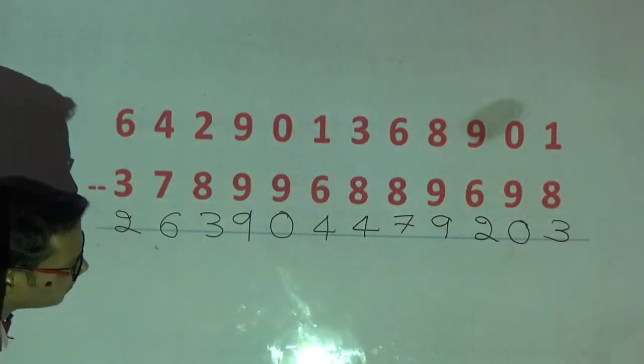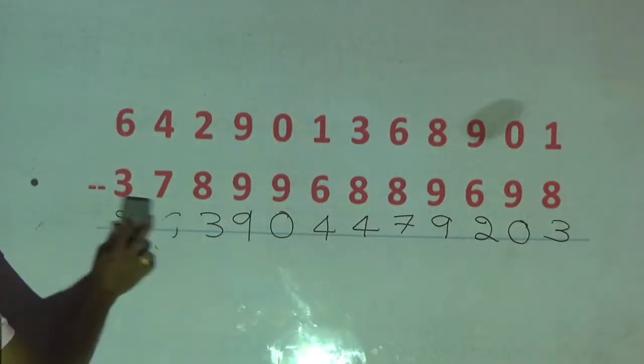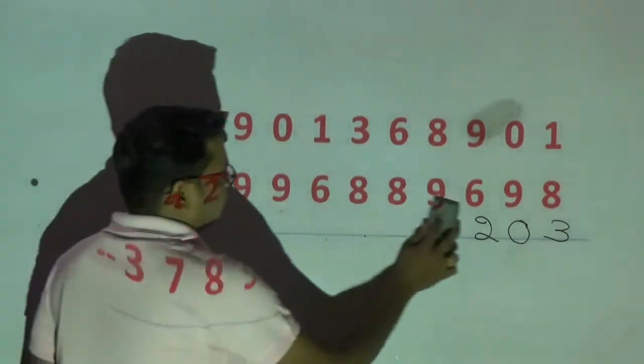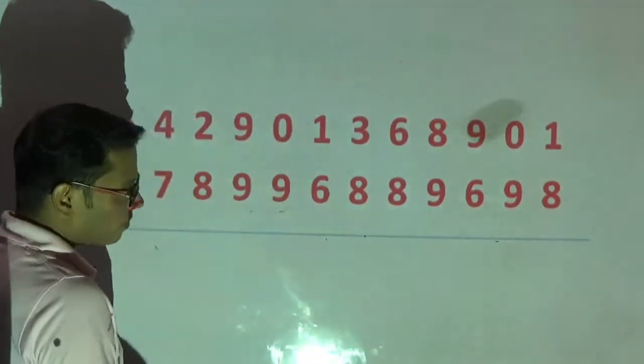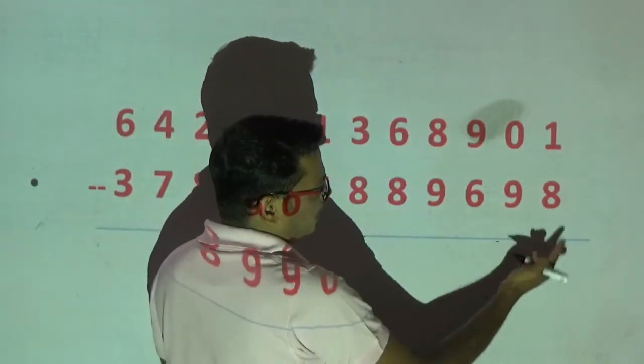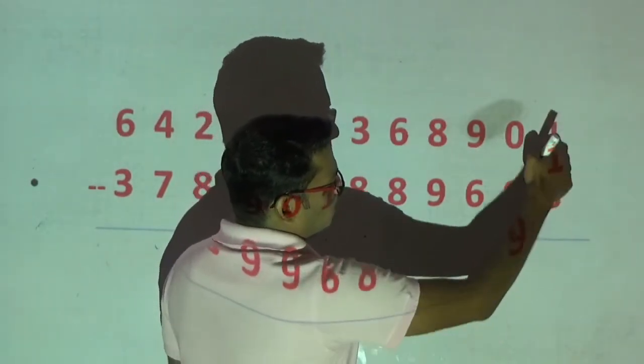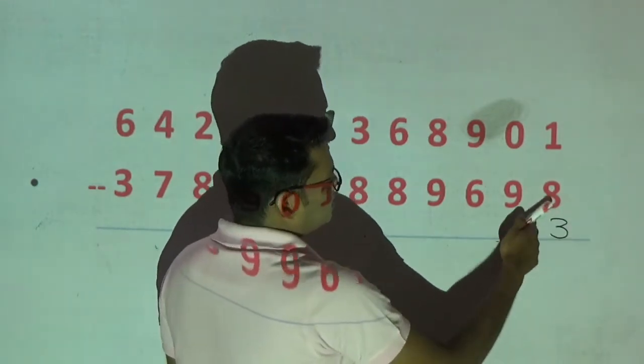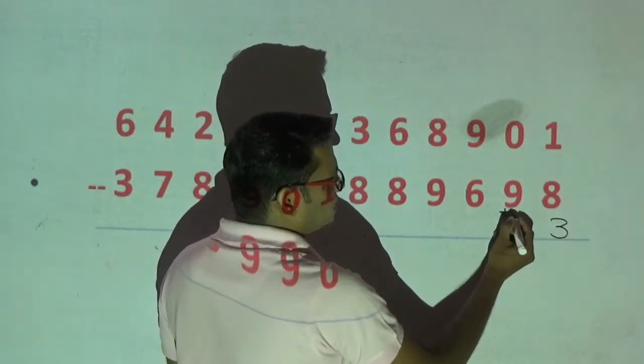Got it? So now I will go a little bit slow to make you understand. Okay, please observe very carefully. So now, 1 minus 8 not possible, therefore I will subtract from 10. 10 minus 8 is what? 2. 2 plus 1, 3. Since I have subtracted from 10, I will increase this number by 1.